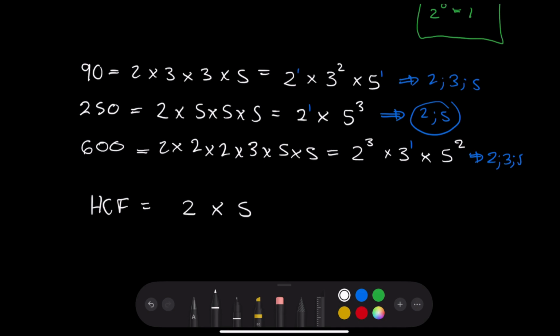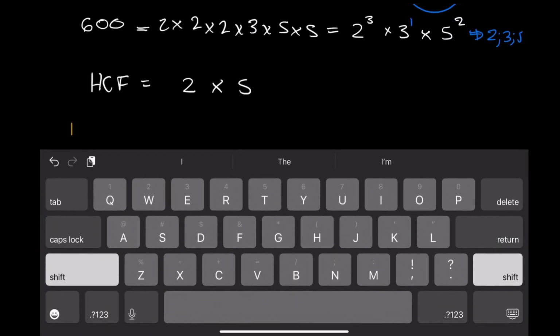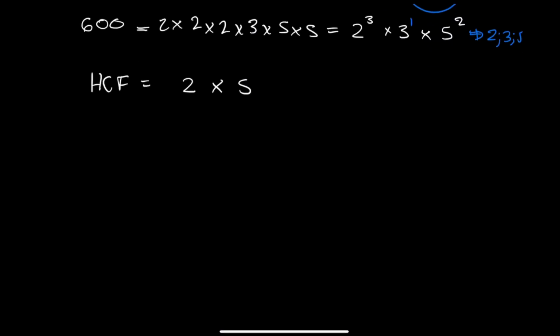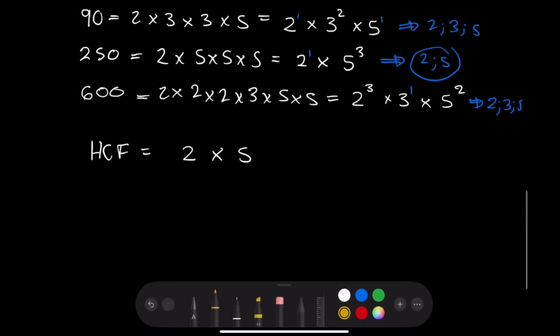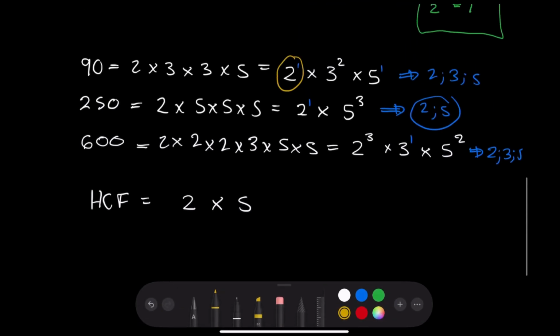So the exponents range from 1 onwards, right? Then I must find the one that's closest to 1 or is 1. When I think about the base of 2, here I have 2 to the 1. Here I have 2 to the 1. Here I have 2 to the 3. Then which base of 2 has the lowest level exponent? It's 2 to the 1.